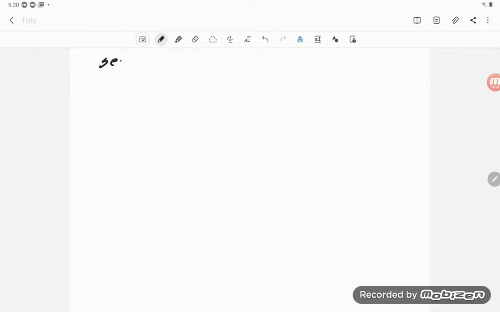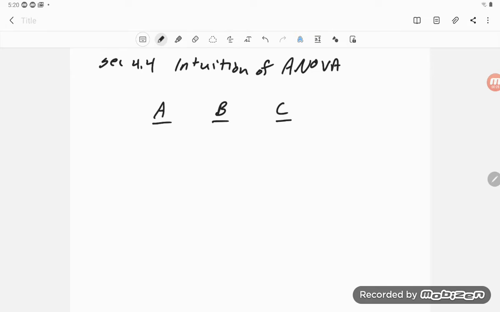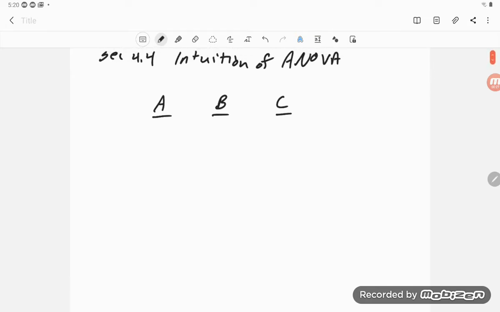Right, this is section 4.4, and we want to get some intuition on this analysis of variance, and where that comes from. So again, we'll have three columns in this case, A, B, and C, and we have some data here.